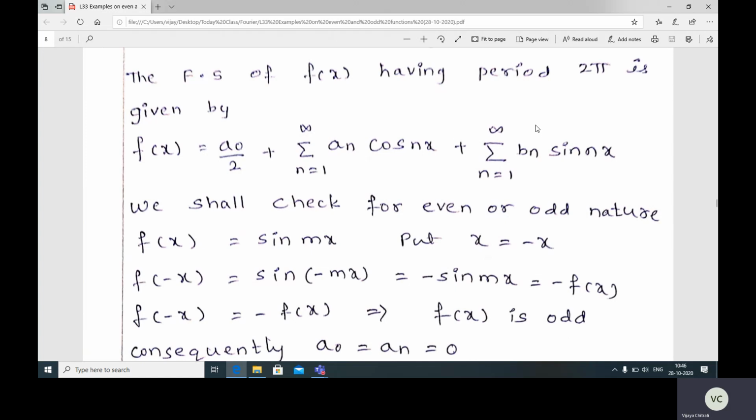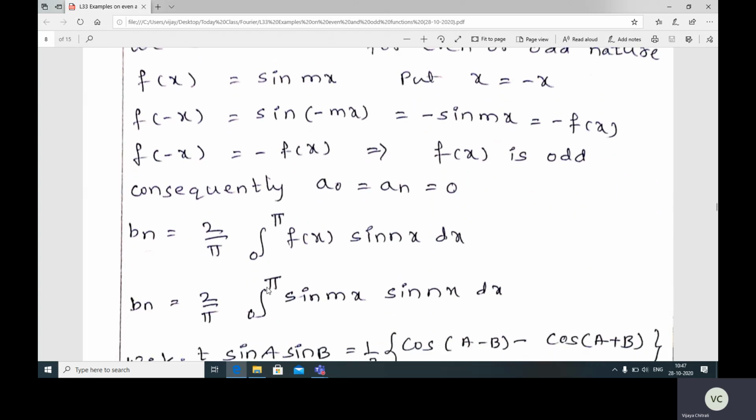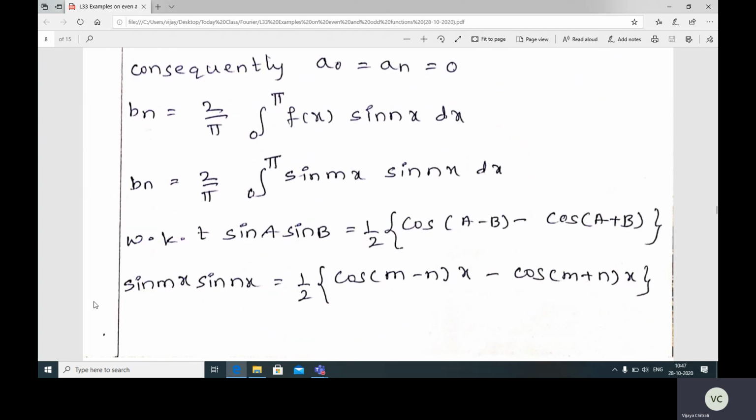So the interval is minus pi to pi, right? Now substitute minus x in place of x. So f of x is sin mx. F of minus x will be sin minus mx. So sin of minus theta will be minus sin theta. So we'll get minus sin mx. So f of minus x will be minus sin mx, which is minus f of x, right? Sin mx is f of x and with a negative sign. So f of minus x will be minus f of x, meaning this is an odd function. Odd function means here a naught and a n are both equal to 0. We need to calculate only b n.